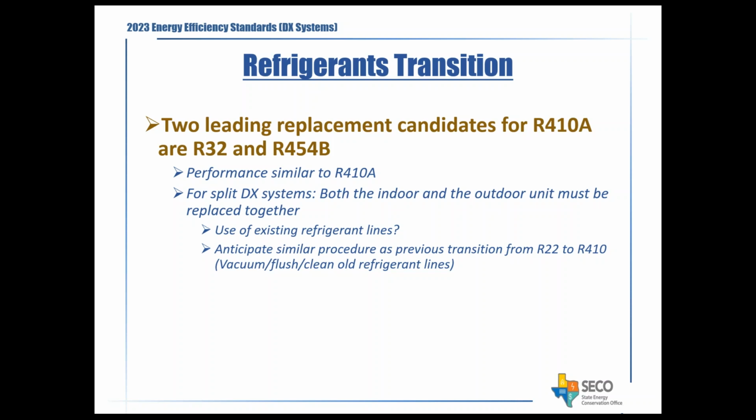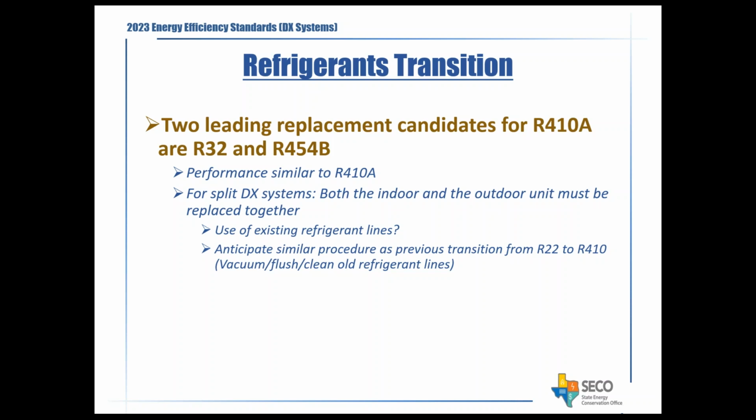The other question is, what are the two leading replacement candidates for 410A? They are R32 and R454B. Some manufacturers are using R32, and some are going to be standardizing on R454B for a variety of reasons, but these are the new refrigerants that you will be seeing down the line, and they'll be mandated. The performance is very similar to 410A, and for split systems, both the indoor and outdoor unit must be replaced in order to make these new refrigerant systems work.